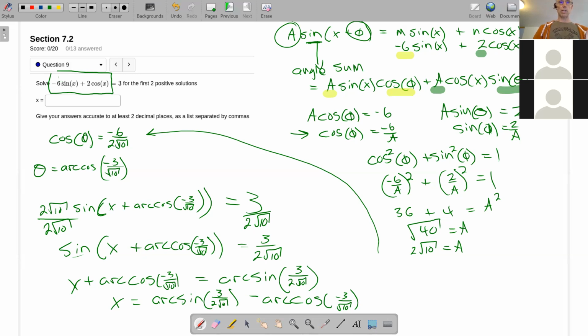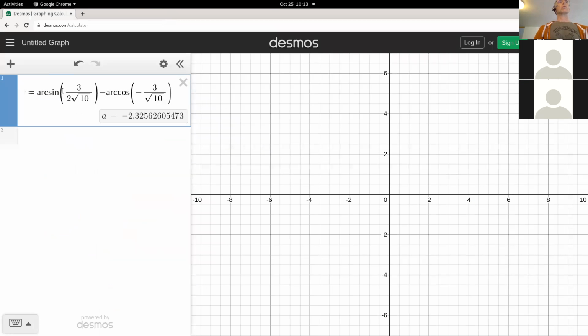All right, so I'm getting about -2. Just look one more time, make sure I typed it right. That does look correct. All right. So I was calling it A, so I can reuse it. Arc sine of 3 over twice the square root of 10 minus arc cosine of -3 over the square root of 10. I get -2.33. Let's test that and then we'll go for another solution.